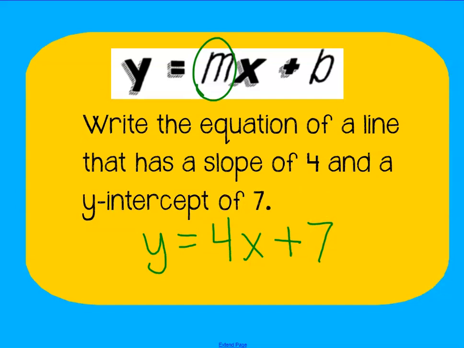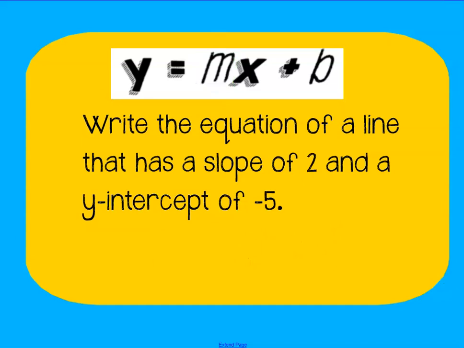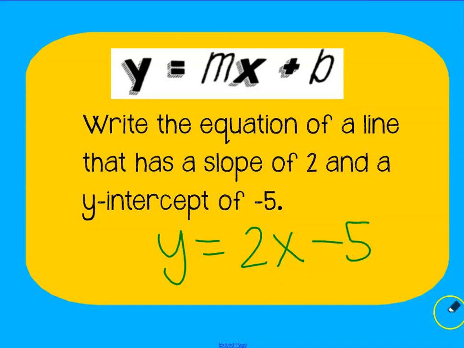Let's try another one. Write the equation of a line that has a slope of 2 and a y-intercept of -5. Here we go. The slope is 2, so that goes next to the letter x, and the y-intercept is a minus 5, or -5. All set.